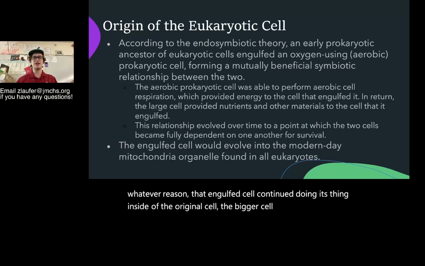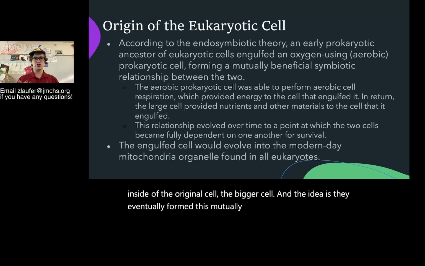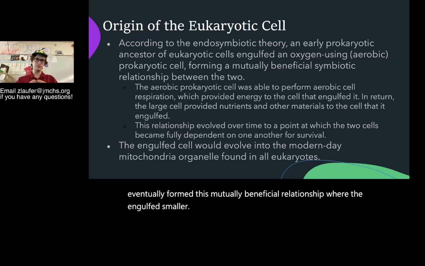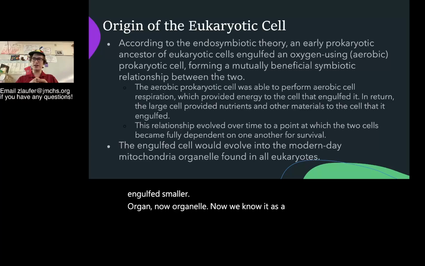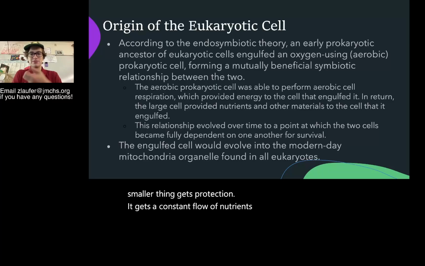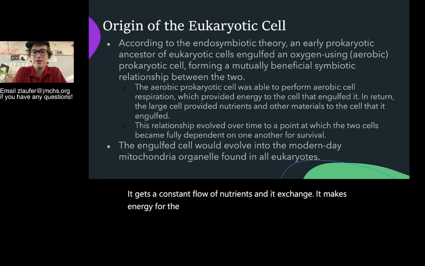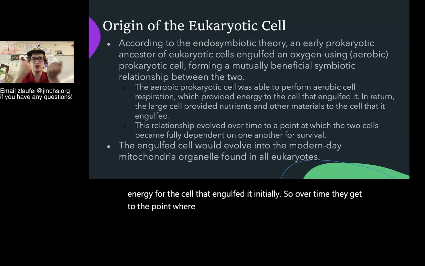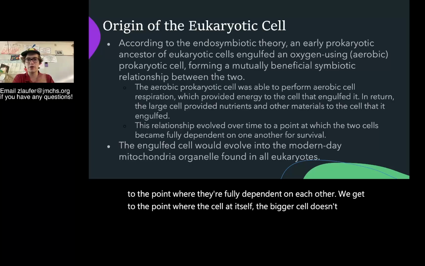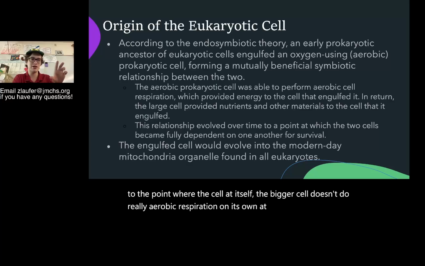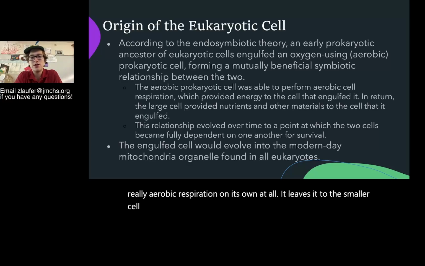And the idea is they eventually form this mutually beneficial relationship where the engulfed smaller organelle, now we know it as a mitochondria, gets protection and a constant flow of nutrients, and in exchange, it makes energy for the cell that engulfed it initially. So over time, they get to the point where they're fully dependent on each other. The bigger cell doesn't do aerobic respiration on its own at all. It leaves it to the smaller cell, the mitochondria, which makes all of the energy but can't do anything else on its own.